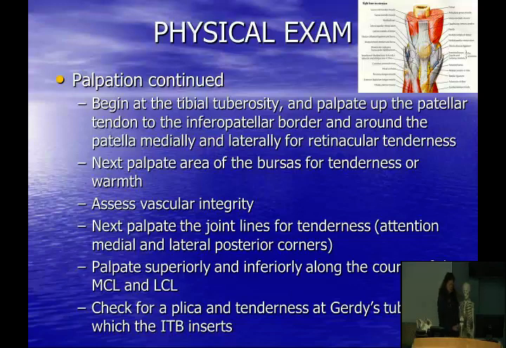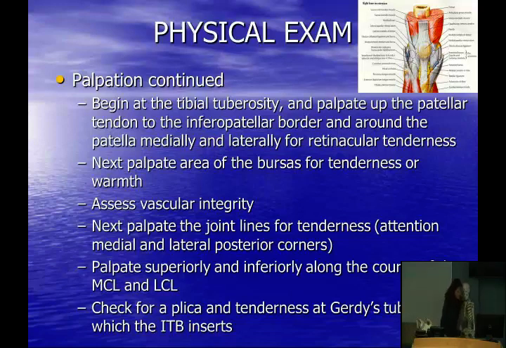I always like to start at the tibial tuberosity, and I work my way up the patellar tendon. And a good way to find your medial and lateral joint line is to hook under the patella. If you hook your finger underneath the patella and then slide medially and slide laterally, you'll be directly on the joint line here, okay? I think his knee is a little bit too flexed. I don't think this is going to work out, sir.